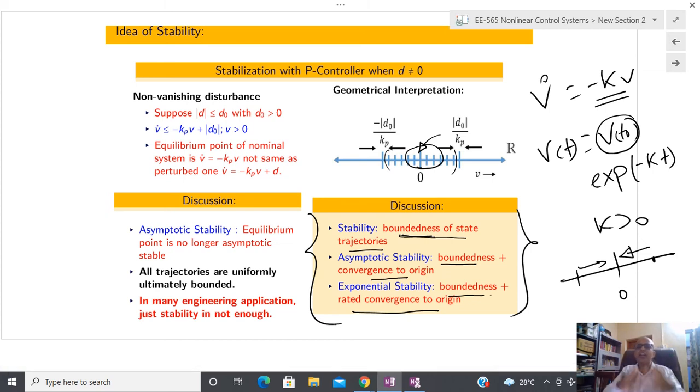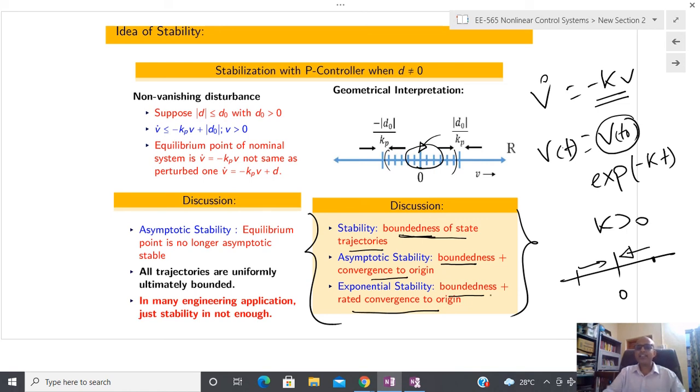If you start nearby of that equilibrium point, you are going to stay nearby. If that is not the case, then we say the system is unstable. Asymptotic stability means if you start nearby of the equilibrium point, then what happens? Finally, you are going to converge to the equilibrium point. But at what rate you are going to converge, we don't know.